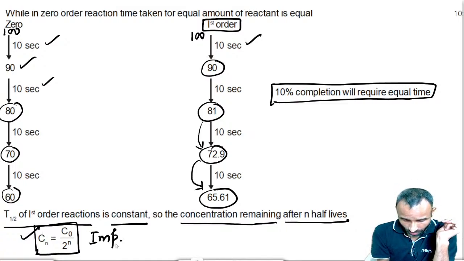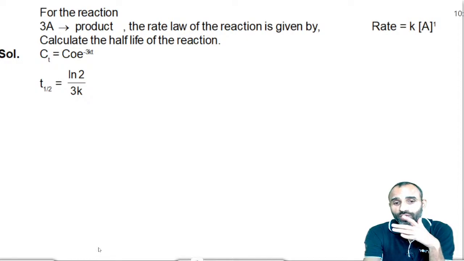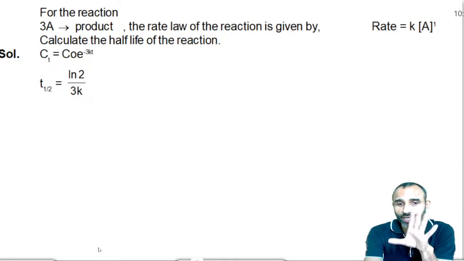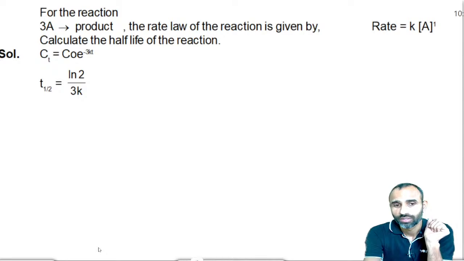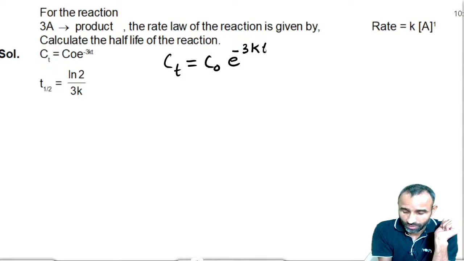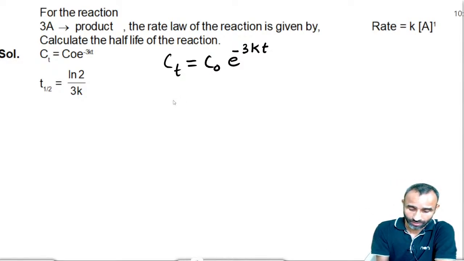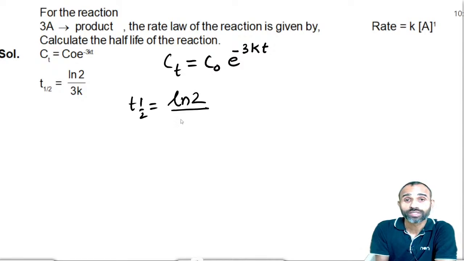C naught divided by 2 raised to power n. Now, if we have again 3A to product and the rate follows first order kinetics, calculate the half-life. Now Ct becomes C naught e raised to power minus kt, instead of minus kt it becomes minus 3kt. And half-life is natural log of 2 divided by, instead of k, now it becomes 3k.